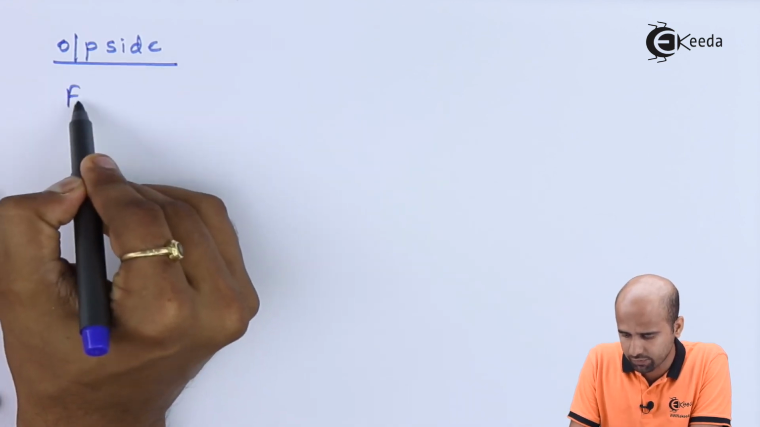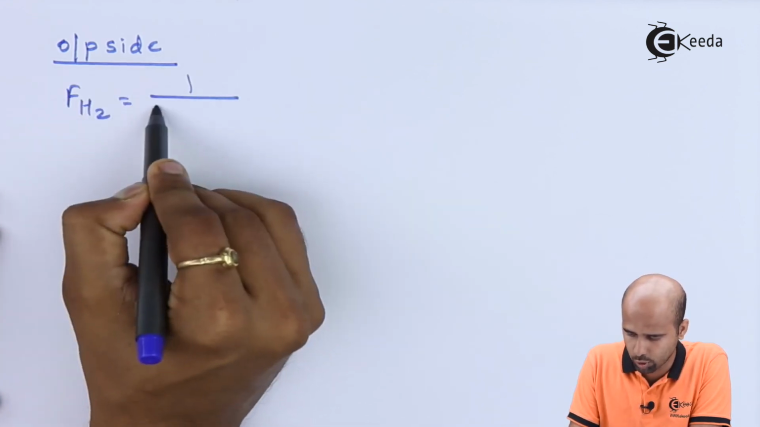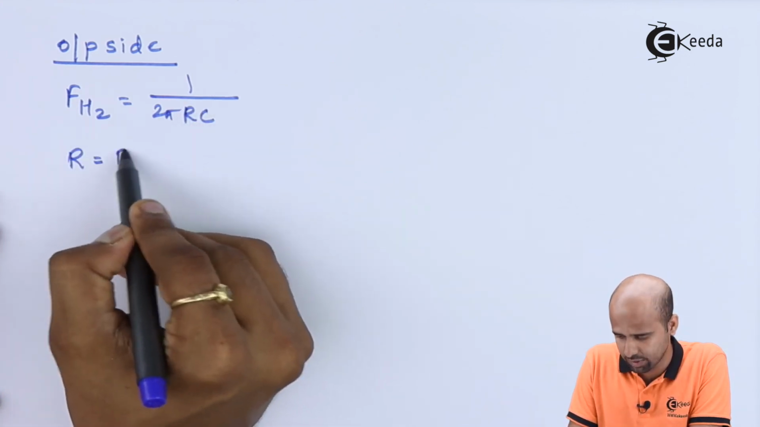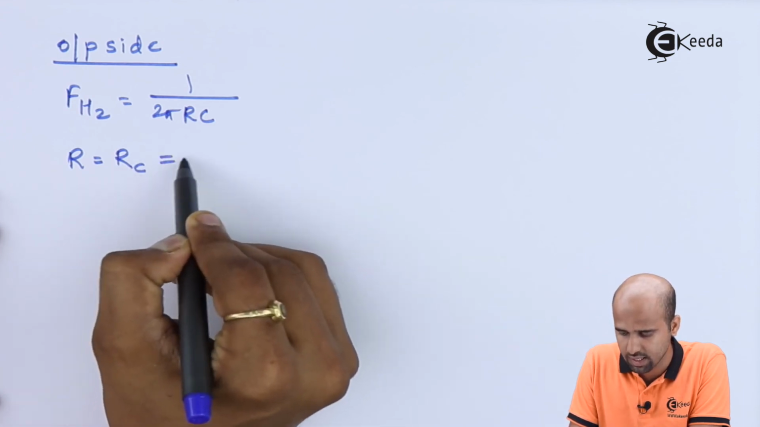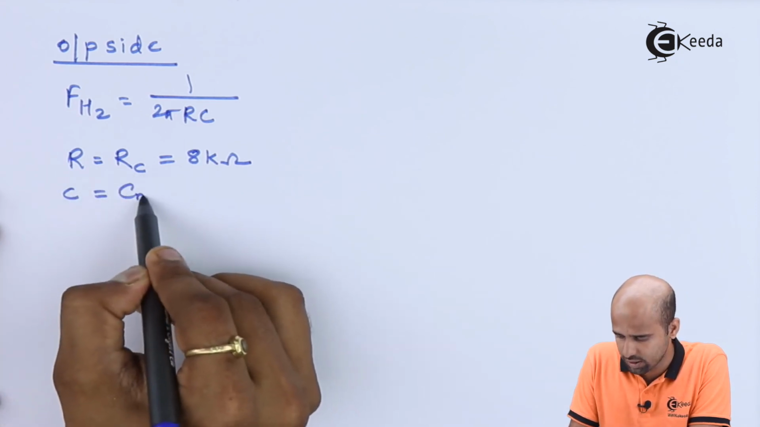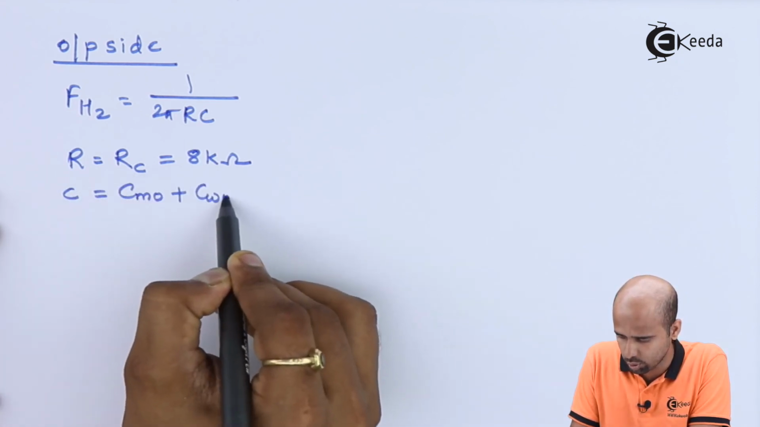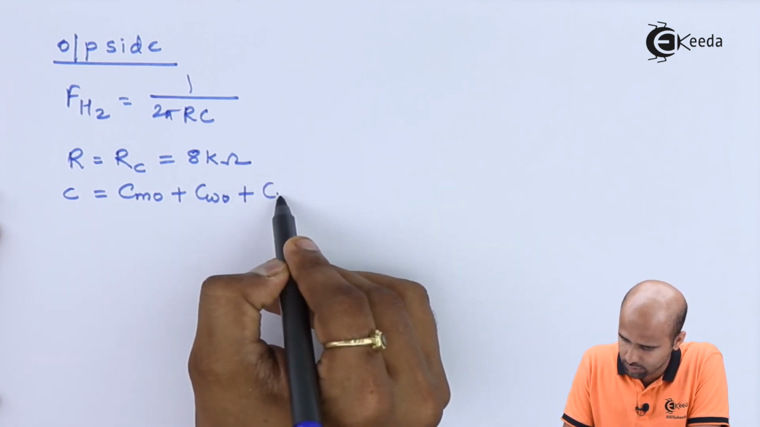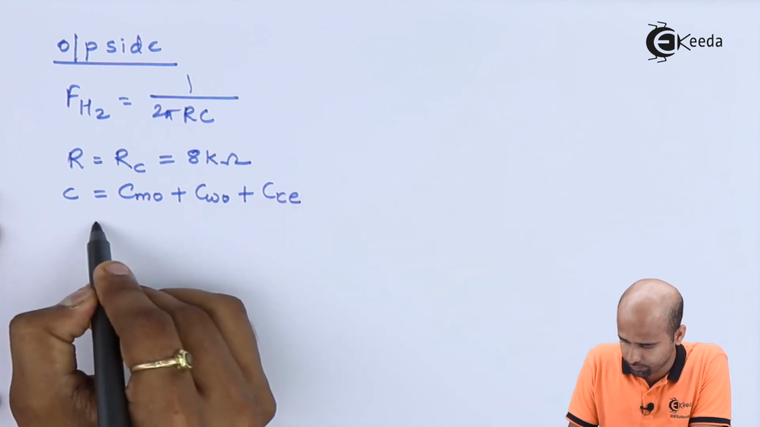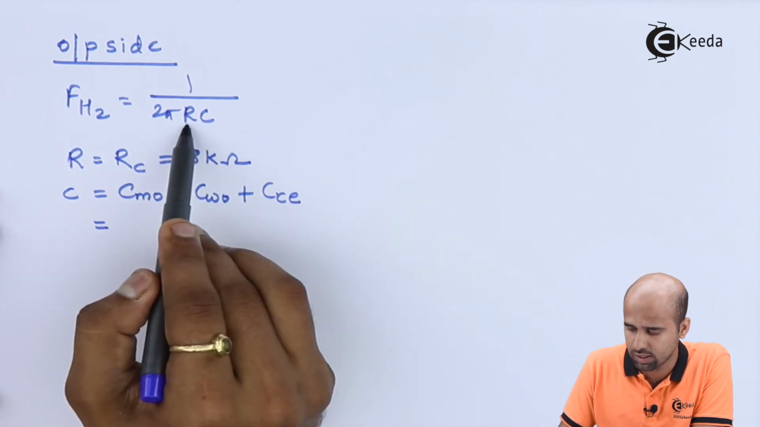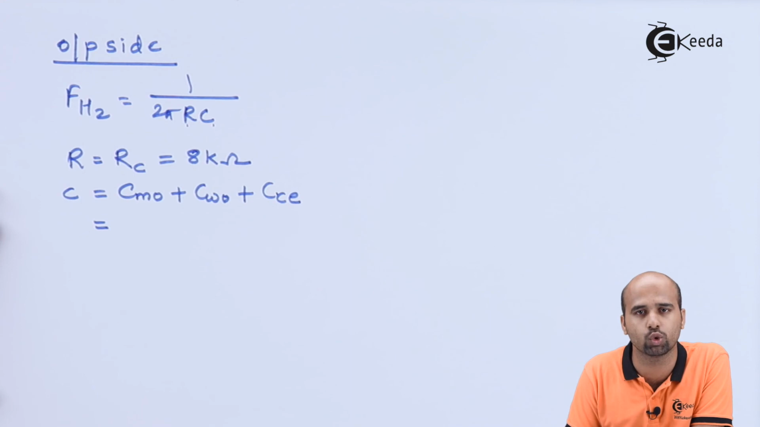At the output side, again the funda is same. FH2 is equal to 1 upon 2 pi RC. R is nothing but only one resistance, that is RC, 8 kilo ohm. And the value of C is coming out to be CMO plus CWO plus the value of CCE. Now put the value and get the answer of C, and then put here R and C and calculate the value of FH2. Take a short span of time of 2 minutes and then again come back.